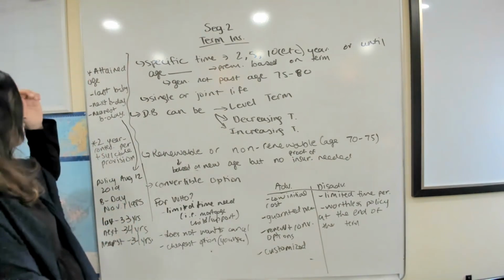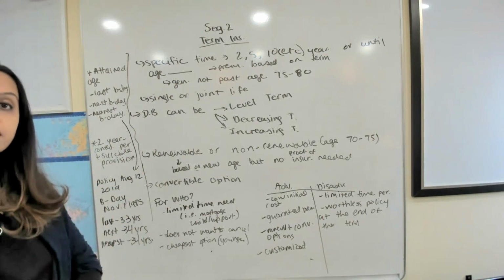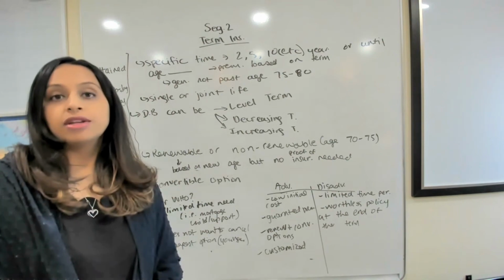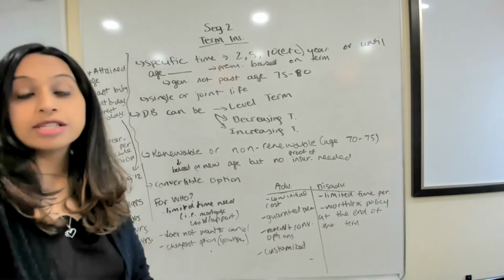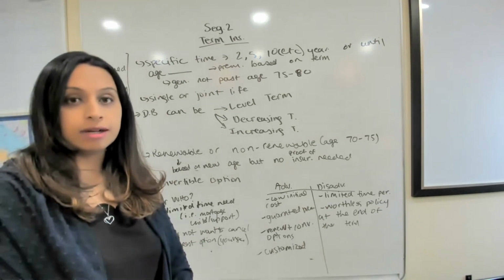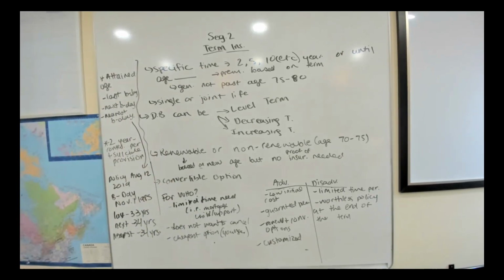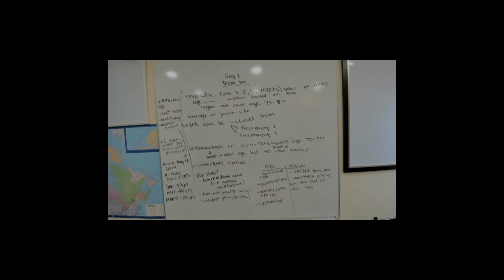And the other reminder is the 2-year contestability period. So that again also applies for all policies, that you have a 2-year contestability period and 2 years for the suicide provision as well, that if the person commits suicide in those 2 years, no benefit is going to be paid. All right, so continuing on, so these are reminders for all, and now continuing on with term.